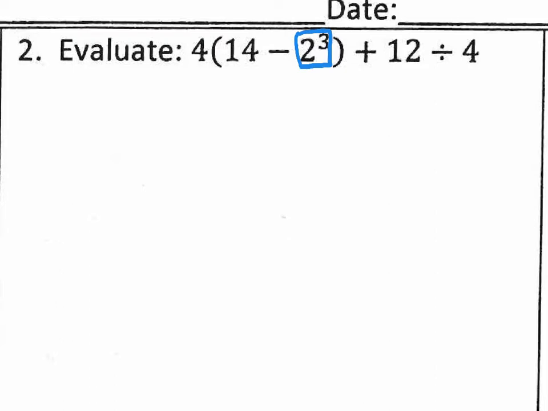I get 8, right? 2 to the third is really 2 times 2 times 2. So 2 times 2 is 4. 4 times 2 is 8. So I recommend do one step, rewrite the rest. So we're still inside of the parentheses. We still have the 14 and still have the minus. 14 minus 8 is 6. So we have a 6 inside the parentheses.